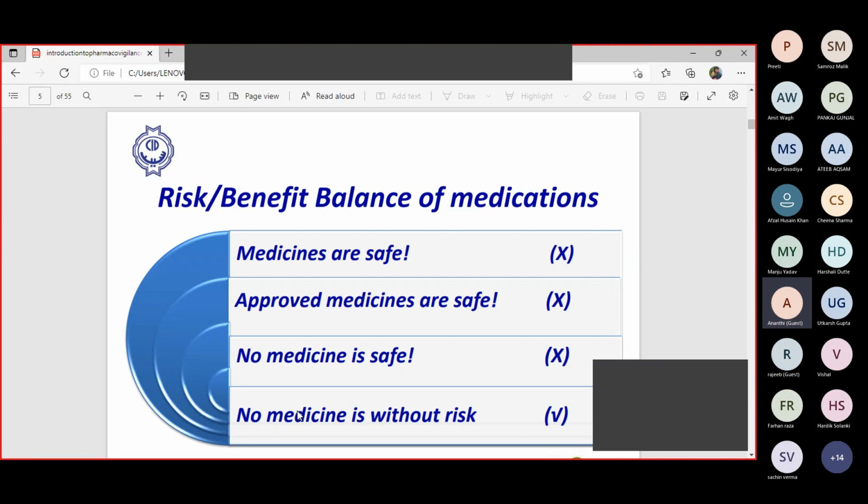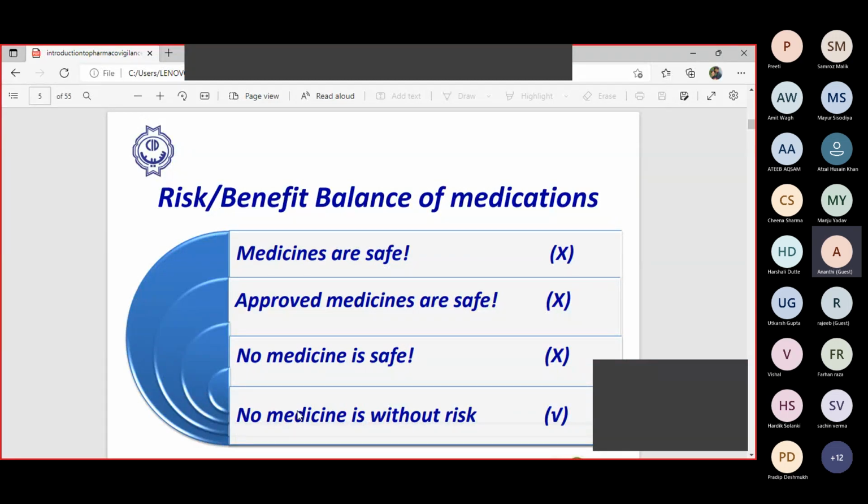Okay, so approved medicines are safe. Phase 0 done, phase 1 done, phase 2, phase 3, phase 4, everything is done. So it is safe? No, because in phase 0, 1, 2, 3, everywhere, little by little, we are understanding the drug's effect on the human body. Even after phase 4, some drugs are going to show a toxic effect after entering the market. So we can't say that all approved drugs are safe.